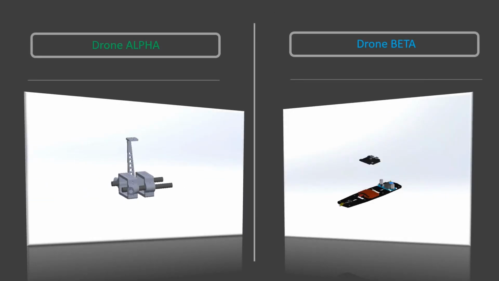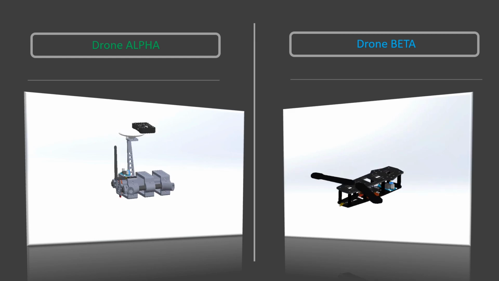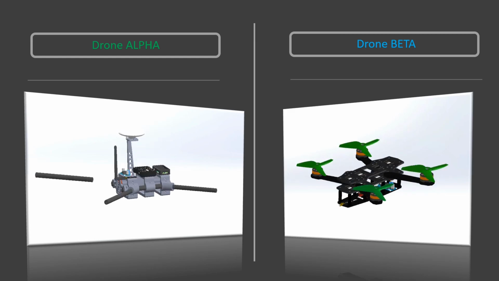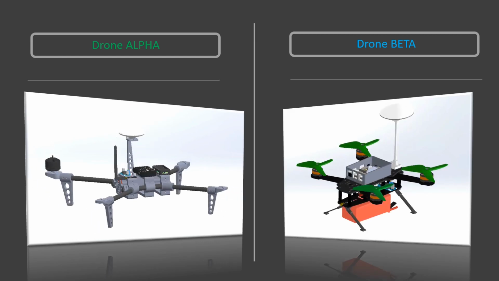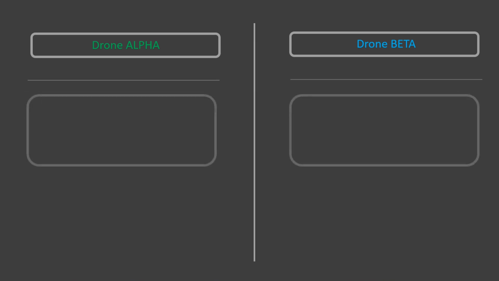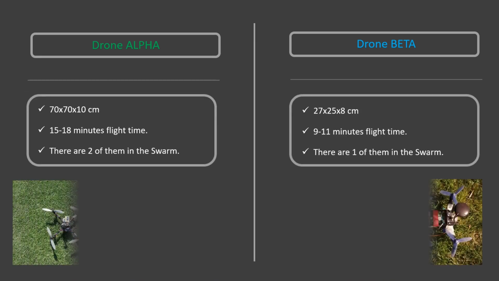We have two versions of drone systems. One is alpha and the other is beta. Swarm has two identical alpha drones to make problem solving easier, and one beta to prove Swarm can work with all kinds of drone versions.